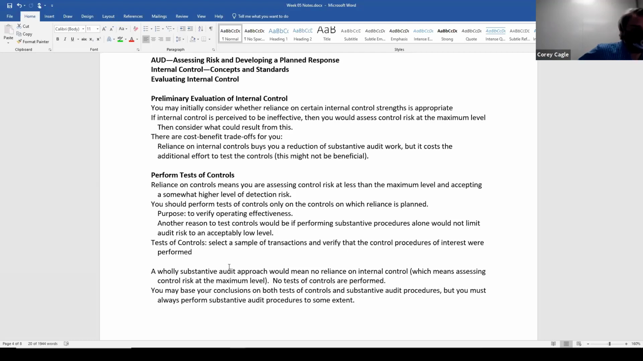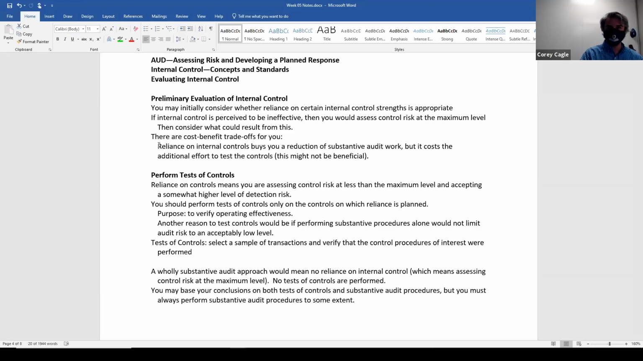But you, on the other hand, can rely on some internal controls. Controls in place, you test it, you think it's fine, that can allow you to do less substantive tests down the road. I like the way this is put. Reliance on internal controls buys you a reduction of substantive audit work, but it costs the additional effort to test the controls. You can't rely on a control, not test it, right?